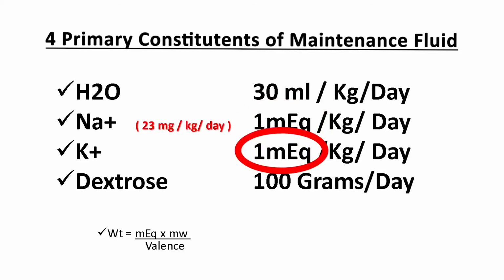Similarly, in the case of potassium, which is also 1 milliequivalent per kg per day, we place the values: 1 milliequivalent multiplied by the atomic weight of potassium, which is 39, divided by the valence, and we get the milligram value of 39 milligram. So we can say the requirement of potassium per day is 39 milligram per kg per day.